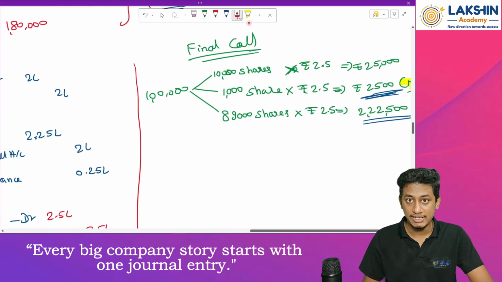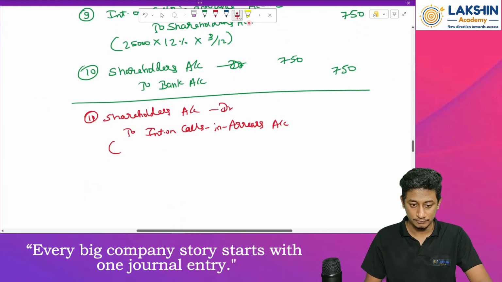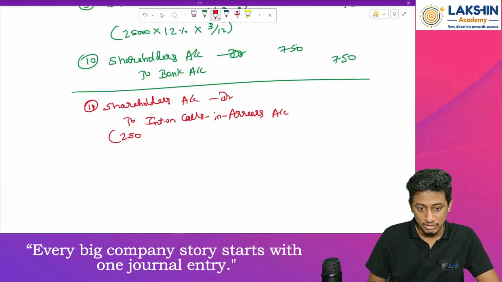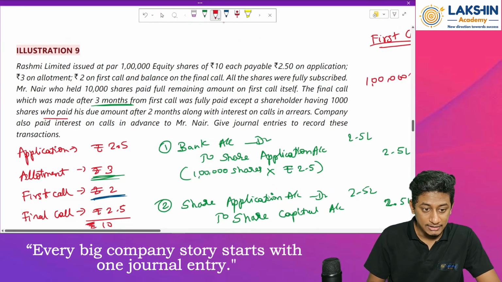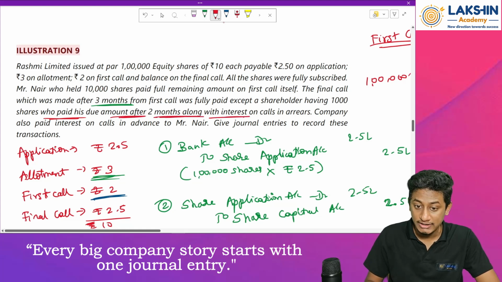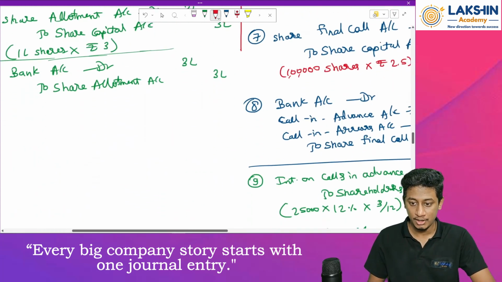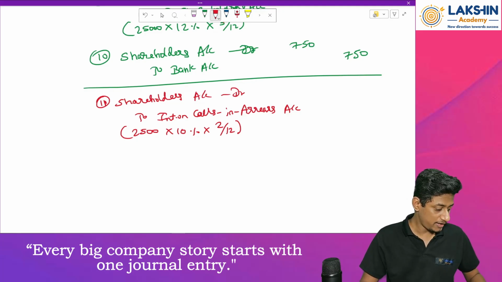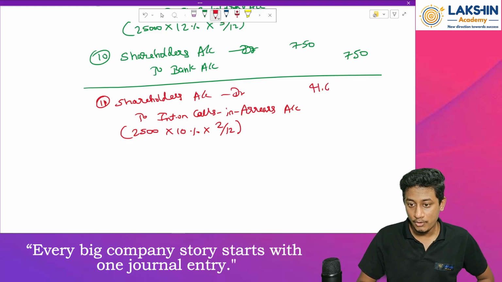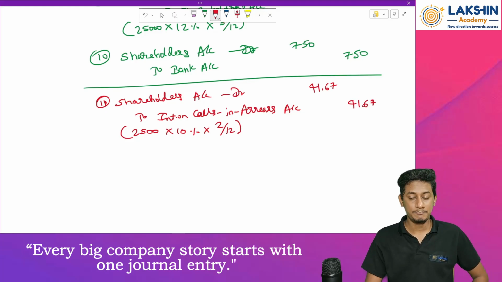2,500 was receivable, right? It was not paid. So 2,500 into 10% into how many months? As per the question, he paid the amount due after 2 months along with interest. So 2 months due, so 2 by 12. How much is the interest? 2,500 into 10% into 2 by 12 equals 41.67. Clear?